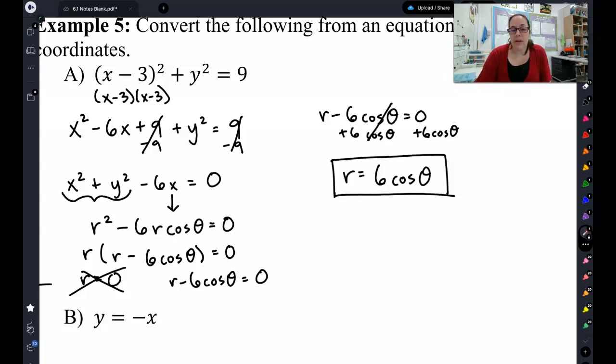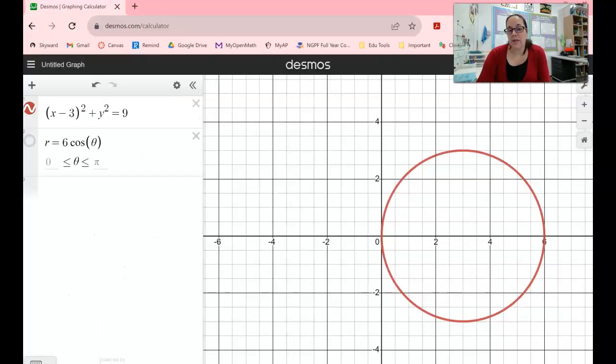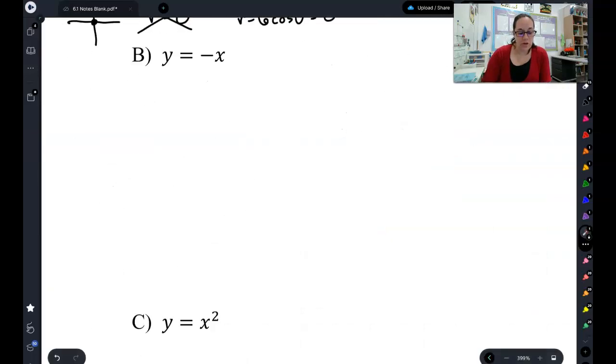And I wanted to take you to Desmos real quick to show you that these two equations are actually the same graph. So I took this equation first into Desmos, and this is the graph it gave me. Over here, x minus 3 squared plus y squared equals 9. Now I can take my second equation, r equals 6 cosine of theta, and notice if I turn that one on, it is the exact same graph. So these are the same equations. One just uses x's and y's. The other uses r's and thetas. So let's try our next one.